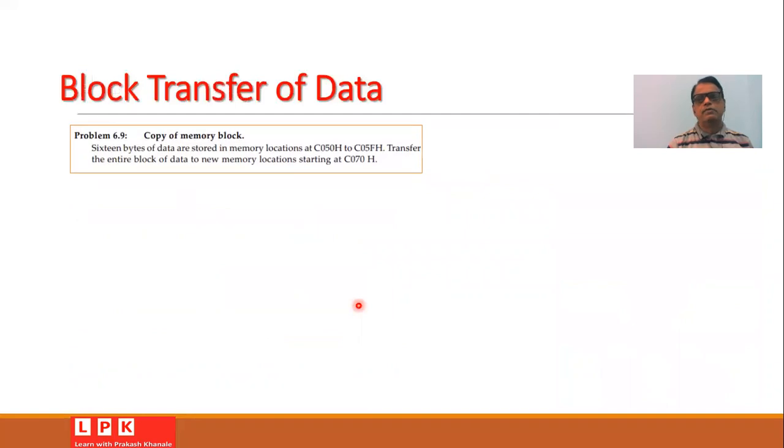Now let us understand the first problem of today's session. This is a problem of block transfer of data, or copy of a memory block. Suppose we have been given 16 bytes of data stored in the memory locations C050 to C05F, and we want to transfer the entire block of data to the memory locations starting at C070.